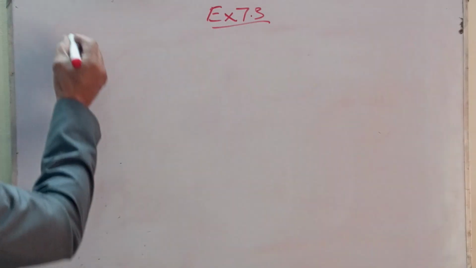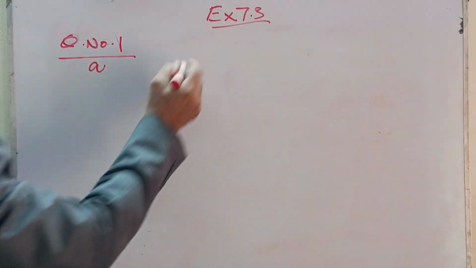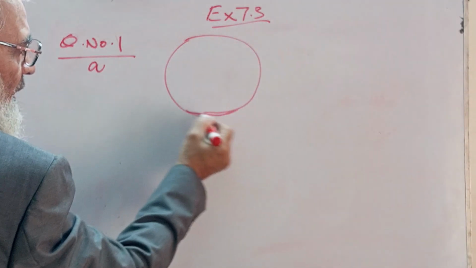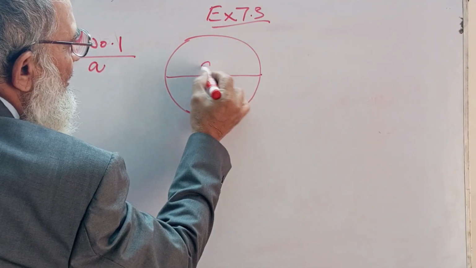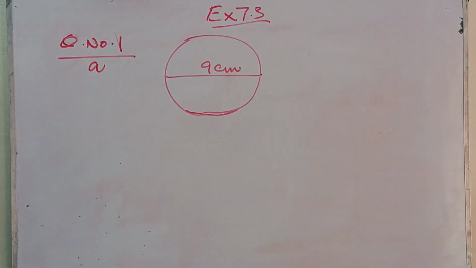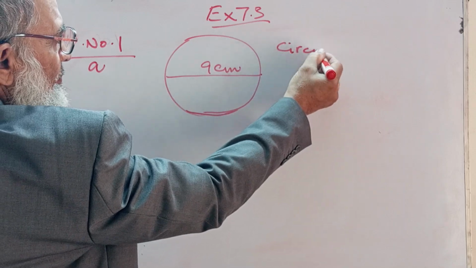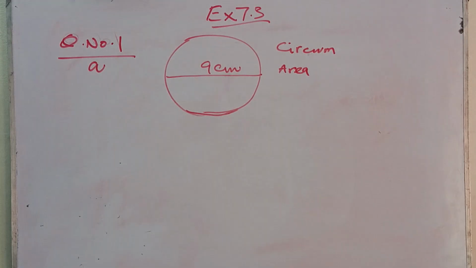So, question number 1 and part is A, of course, and it is a whole circle like this with the free hand, and it is 9 centimeters. The diameter is 9 centimeter, and what we have to find is the circumference and area, two things, but not as whole number, but with the multiples of pi.